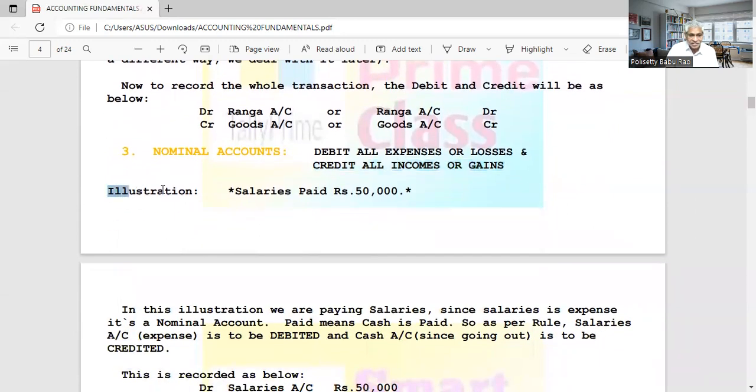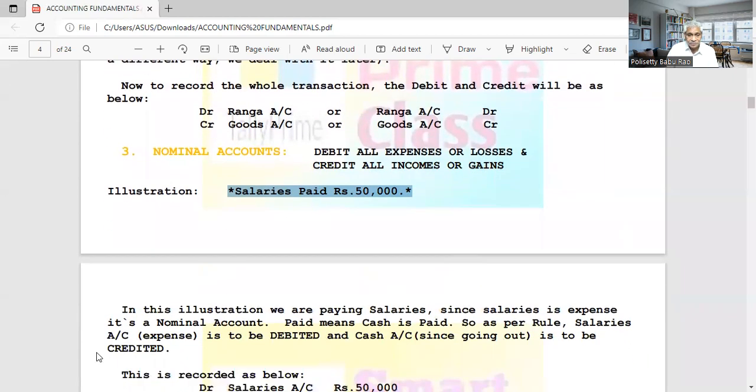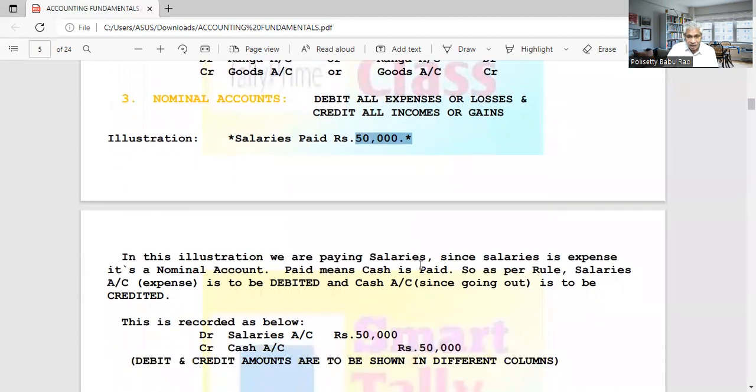So I will give an illustration. Salaries paid 50,000. We are paying salaries, 50,000 rupees. So in this illustration, we are paying salaries. Since the salaries account is an expense, it is a nominal account. Another one: paid 50,000 rupees, not mentioned as cash, but still paid means what you will pay? Cash only. So paid means it is cash. So salaries account and cash account, and salaries account is a nominal account.